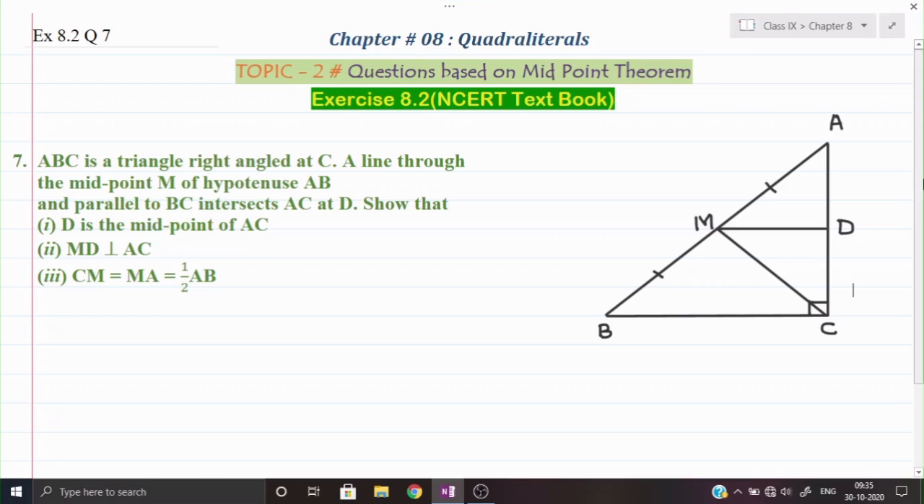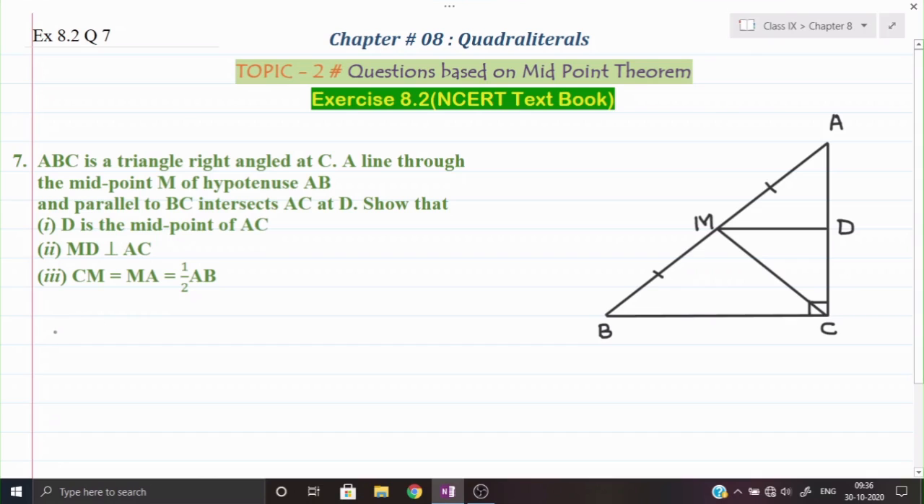Now we have to prove three things. D is a midpoint of AC, and MD is perpendicular to AC, means at point D the angle formed will be 90 degrees. And third, CM and AM, two sides in the triangle, both will be half of AB. So let us see how we can prove it.